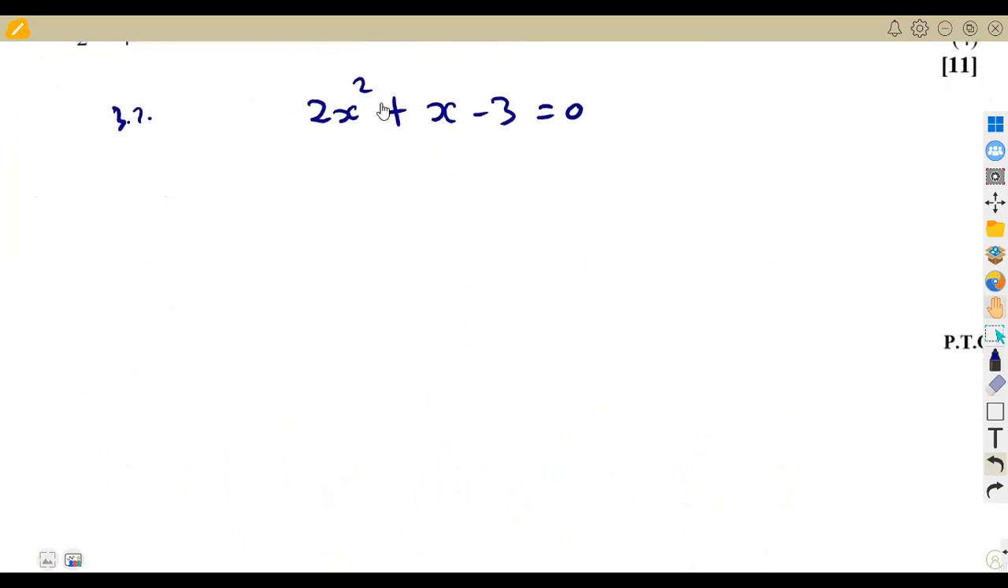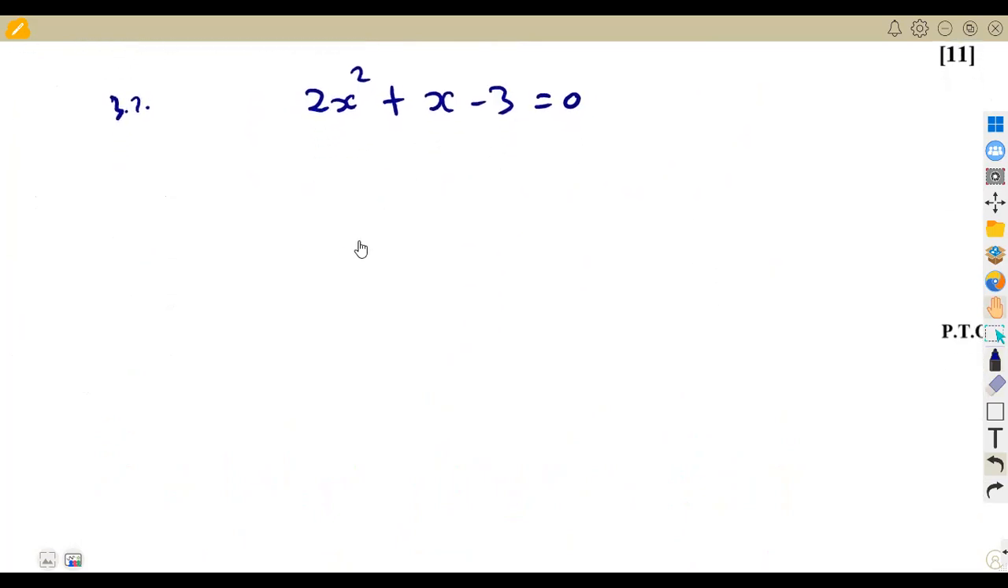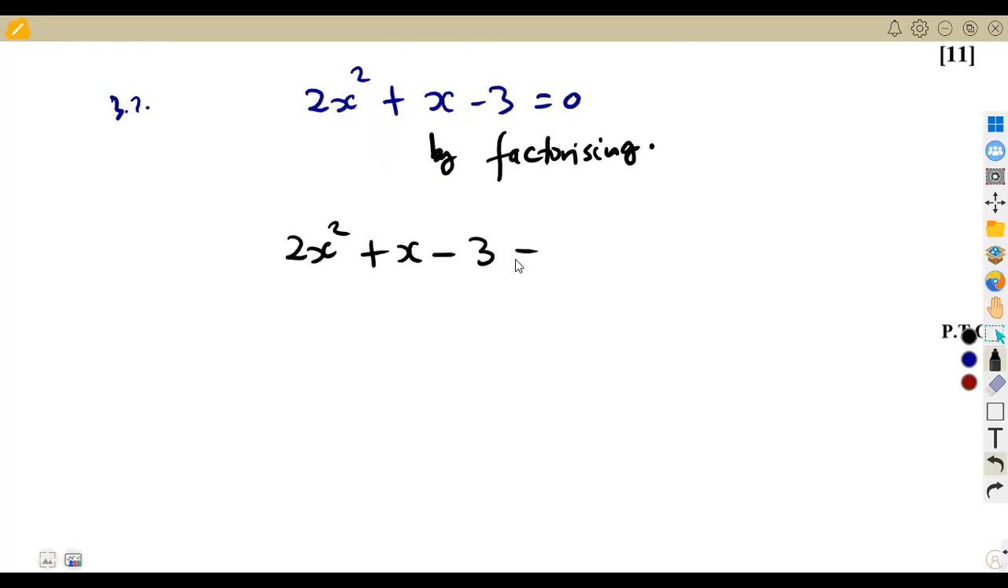And I said on the factorization part, there are so many ways that you can perform your factorization. But I prefer this way, guys, that I'm going to solve this. I'm solving for x, but I'm solving by factorization, by factorizing. So by factorizing, what does it mean? We are having 2x squared in this case, so what we are going to have is 2x squared plus x minus 3 is equal to 0.